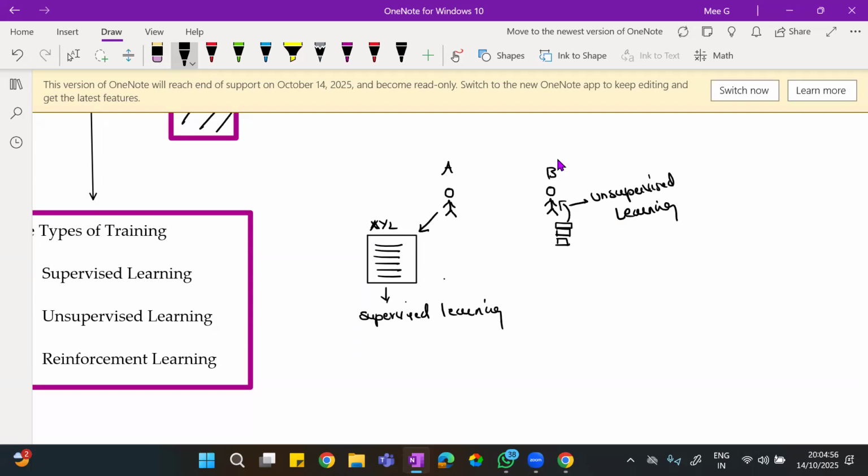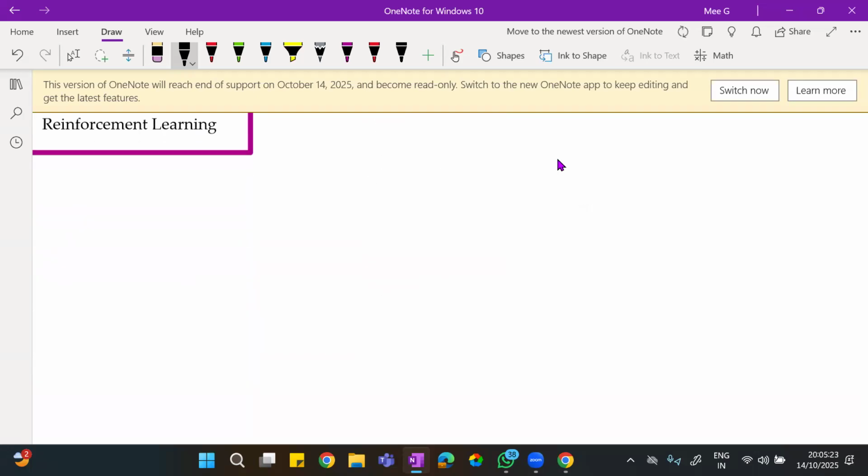Now, you may ask me, what is reinforcement learning? See, any model, when it is learning under the supervision and guidance of someone, that is called supervised learning. In unsupervised learning, we provide the data, and the rest the model will take care of. In both cases, the data is required. Now, reinforcement learning means where there is no data at all. There won't be any data.